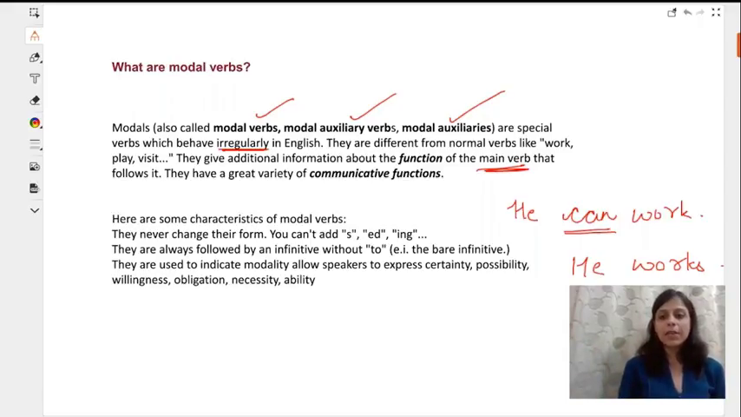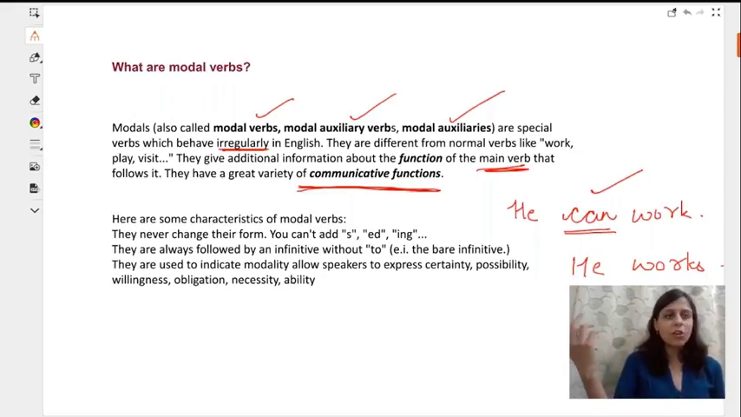For example, I just made a statement, he can work. He might work. He should work. He could work. So these are all modals that give some additional information, right? They have a great variety of communicative functions. It basically tells all about your tone. What's your tone?